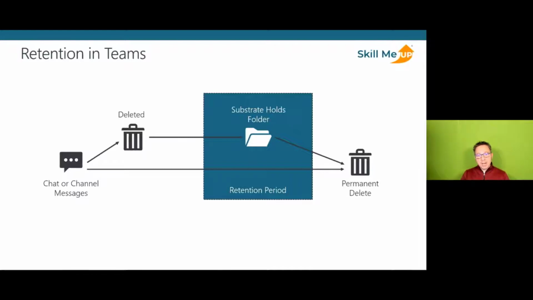So 90 days would pass, and then it would permanently delete them. If the chat or channel message isn't deleted during that retention period, the message is moved into that same substrate holds folder within a day after the retention period expires, and then it will be deleted a day after that, and then kept for however long we need to, or destroyed. So retention works similarly in all three scenarios, but there are some nuances about how that flows into which location and how long it actually stays for.